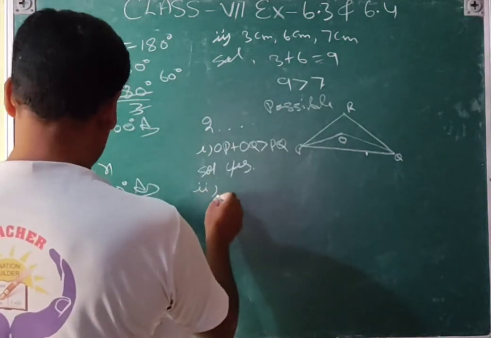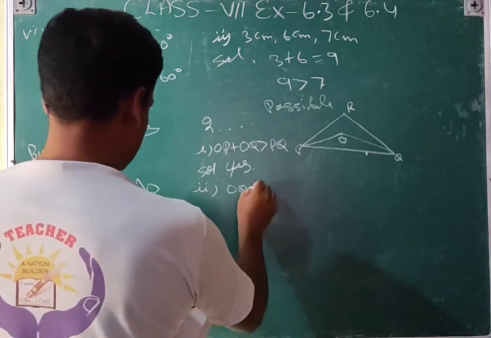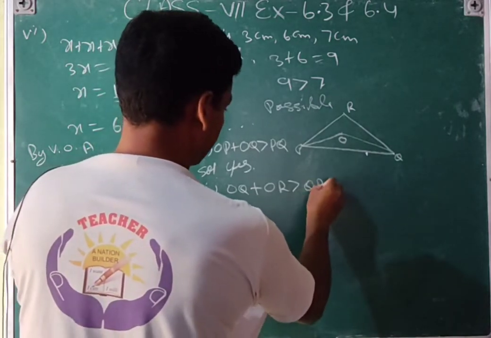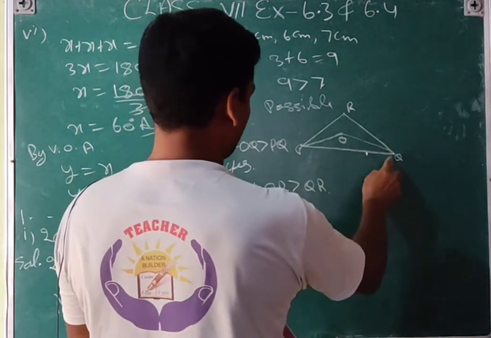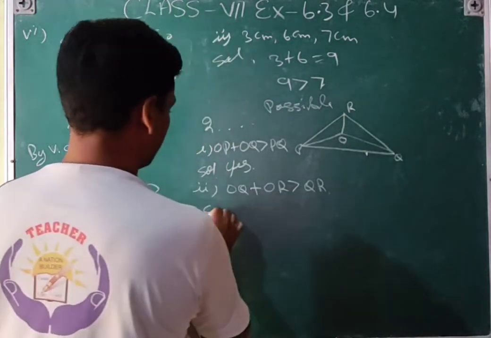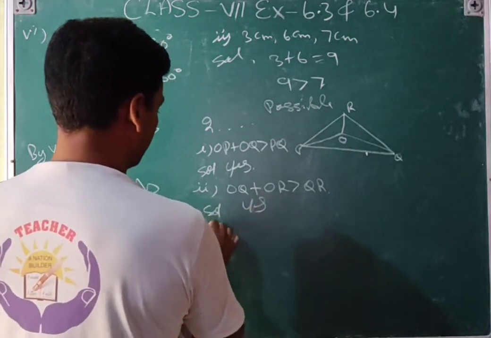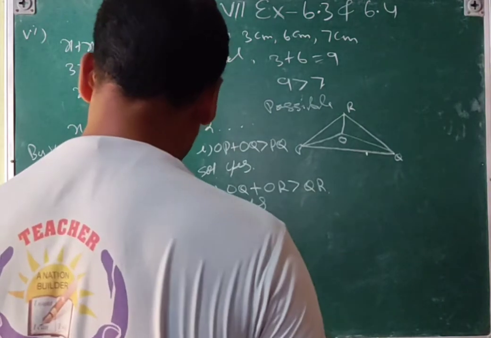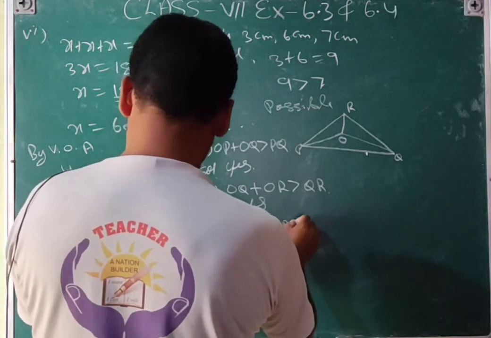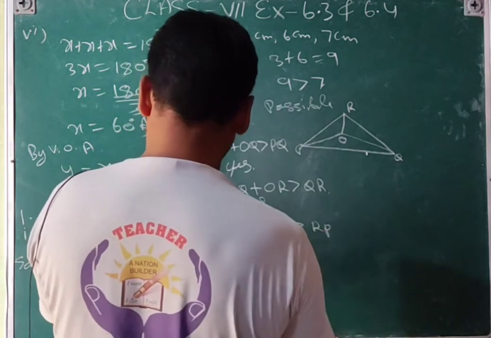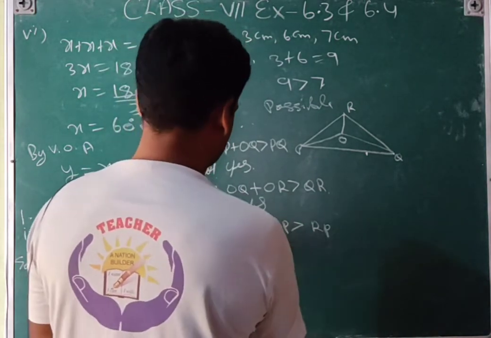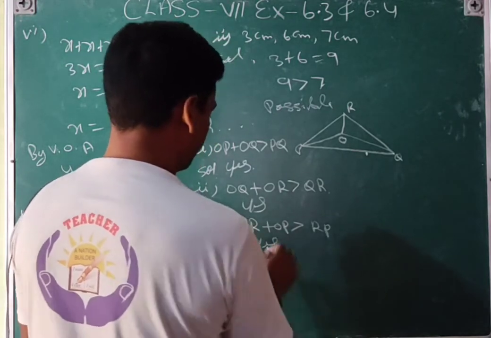Second: OQ plus OR is greater than QR. OQ, OR, it means we also join this one, is greater than QR. Yes, because looking at the triangle. Third part: OR plus OP is greater than RP. Yes, because this is also a triangle.